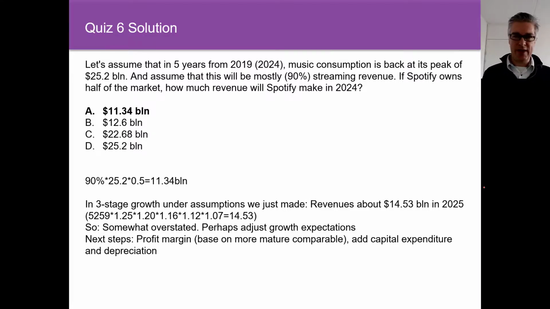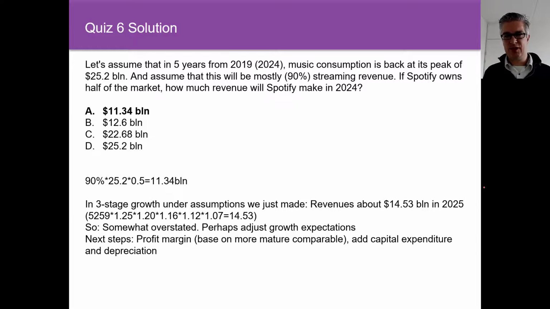So now we can triangulate the calculation we had before with these new assumptions. So in the three-stage growth model, under the assumptions we just made, we got to revenues of about 14.53 billion. So that's about 30% higher than the number we find if we assume that in 2024 the music industry is going to be just as big as it was in 2000. So this is pretty generous, right? Because, well, back then a lot of people bought CDs, and CDs were very, very overpriced. So this is fairly generous.